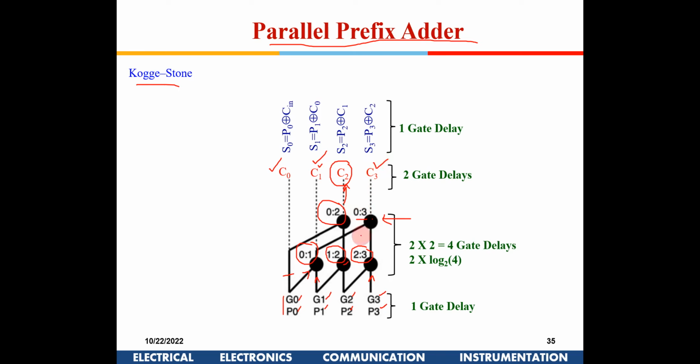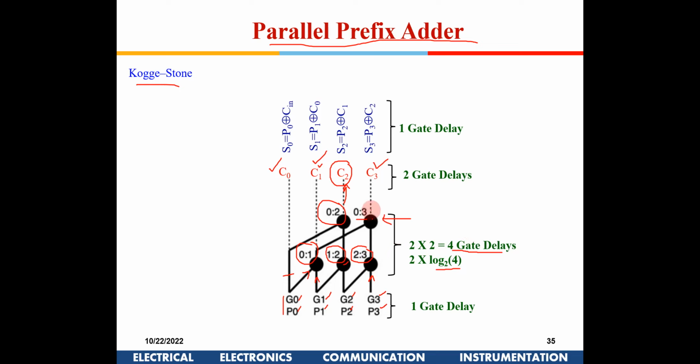So obviously there are two stages here. So 2 into 2, 4 gate delays. That is actually log 2 of 4, where 4 is the total number of bits. So 2 into log 4, that is 2 into 2, 4 gate delays. Two stages are there, number of bits is 4, so the total gate delay will be 4 here.